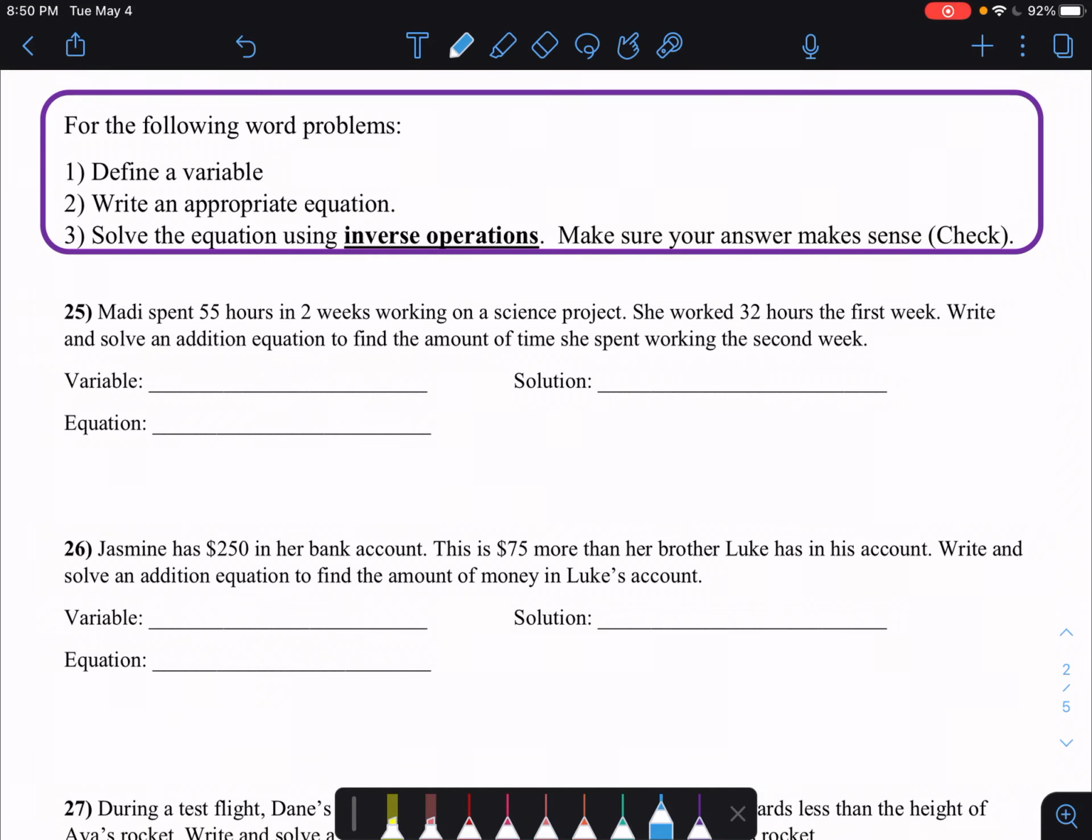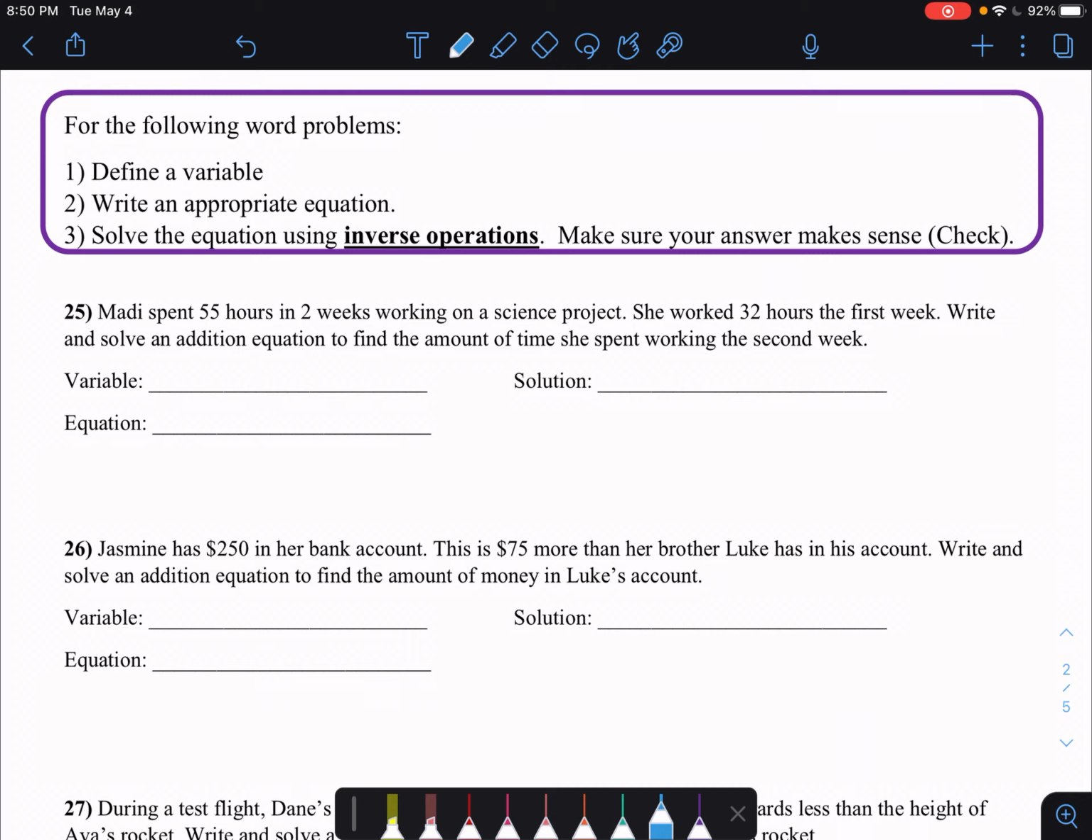Hey everyone, in this video I'm going to be going over the word problems portion and the inequalities portion of the practice test. So for the word problems, we're going to define a variable, write an equation, and then solve that equation using the inverse operations, and then express our solution with units.